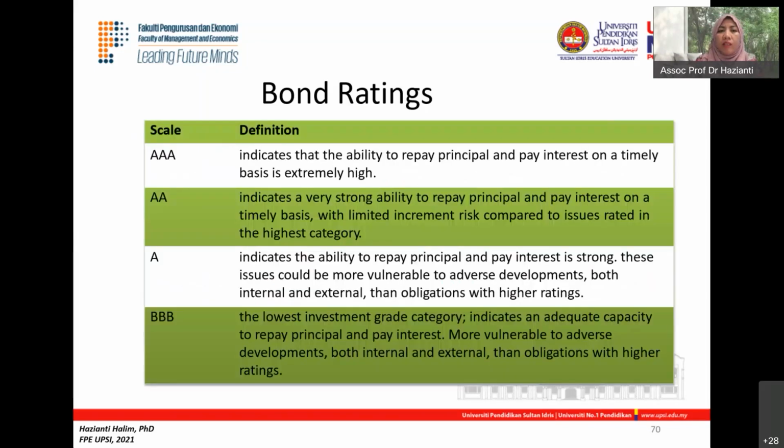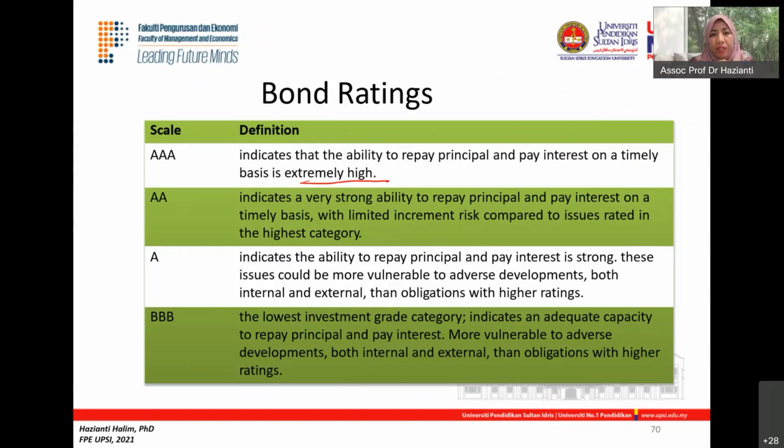Okay, tengok the scale dia senang je, macam ni je scale dia. Okay. The excellent one or the highest rating is AAA. Macam battery pula. AAA. Ability to pay principal and pay interest on a timely basis is extremely high, which means very good. So, bila keluar je satu-satu bond instrument, tiba-tiba kat bawah tu ada rating AAA. So you know this is extremely high, very good. So, you can proceed. Nak beli boleh sebab AAA.